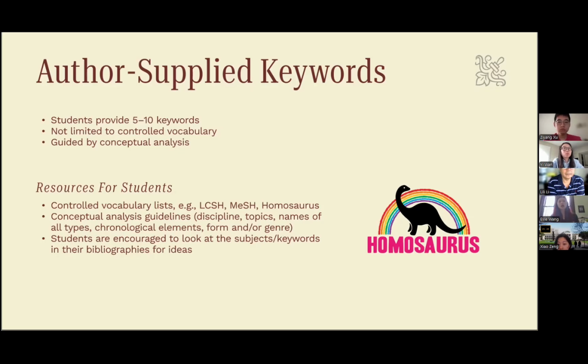And I also tell the students the guidelines for conceptual analysis. They can identify discipline, topics, names of all types, including personal names, geographical names, etc., chronological elements, form, and/or genre. So this is to help them come up with keywords. I also tell them to look at the subjects or keywords from the sources that they use in their bibliographies when they did their research for ideas. And I also do that in my day-to-day library instruction. I always stress the importance of looking at subjects so that you know what the article is about, and also you can get inspiration for your own search words for your research.